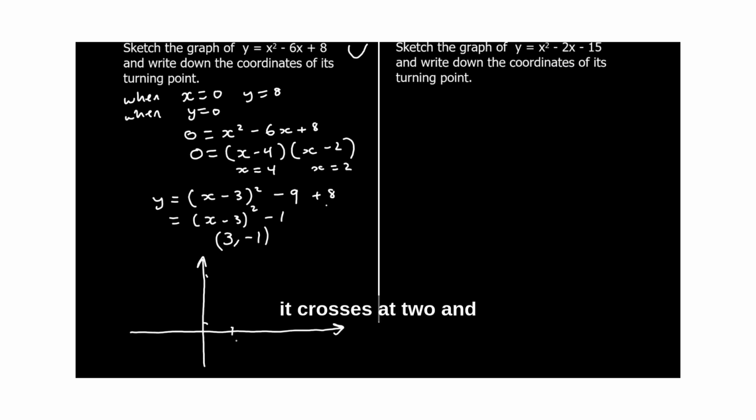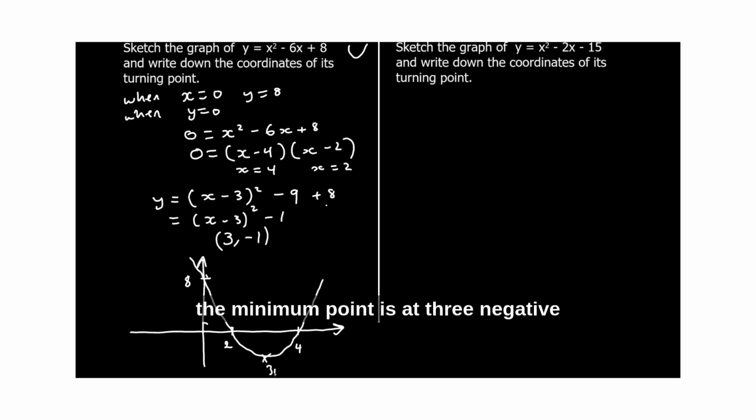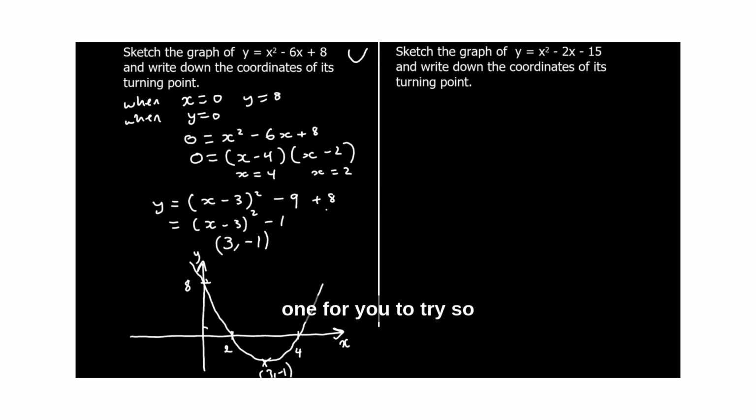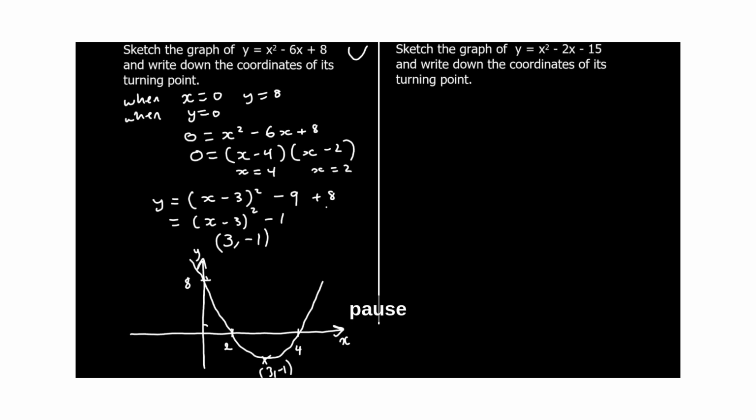So it crosses at 2 and 4, 8 up here. And the minimum point is at 3, negative 1. So that is our sketch. Okay, one for you to try. So pause the video and give that one a go.